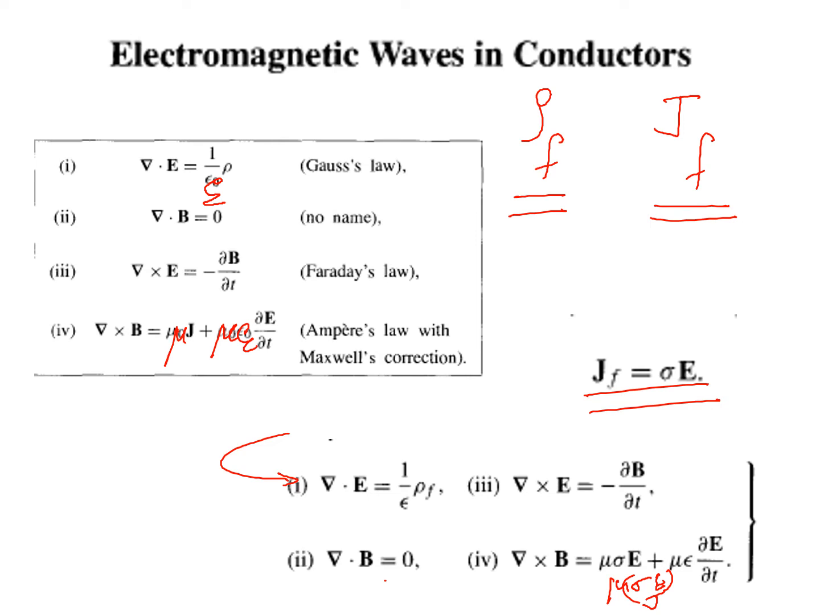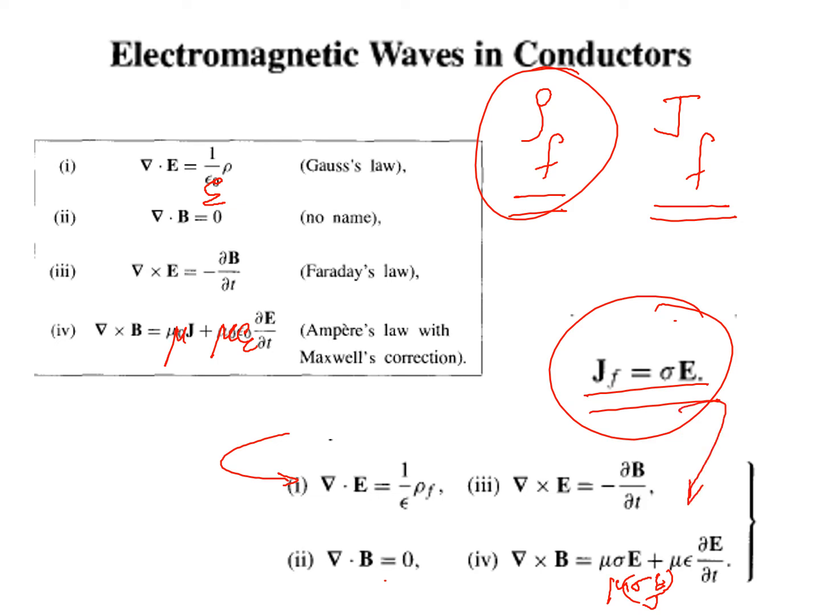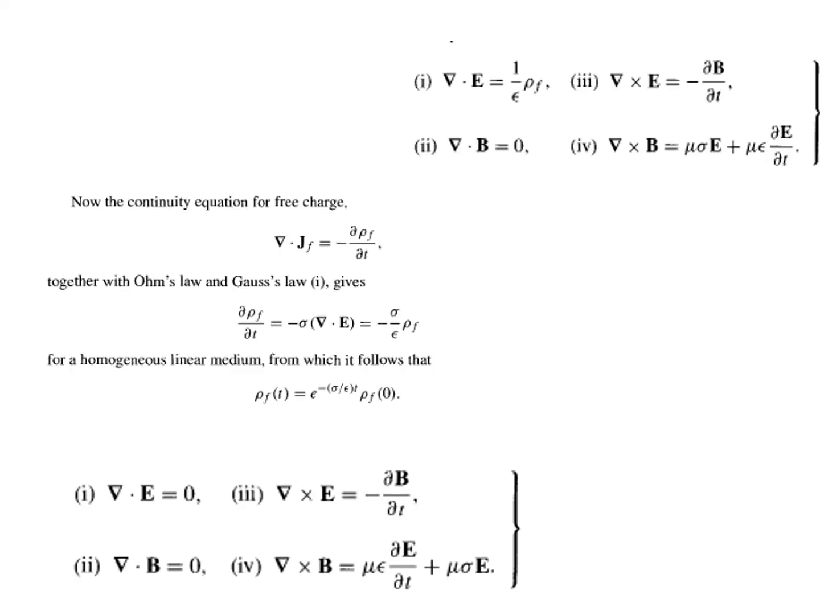So for the case of conductors, we included rho f and Jf, and Jf equal to sigma E from Ohm's law. So the fourth and the first Maxwell's equations got small changes like this. This is the set of Maxwell's equations for conducting media that we have written.